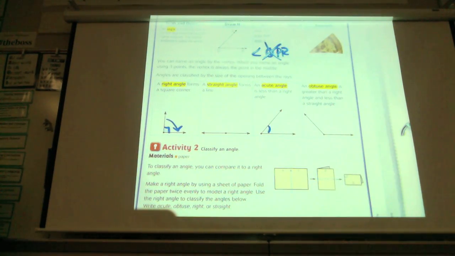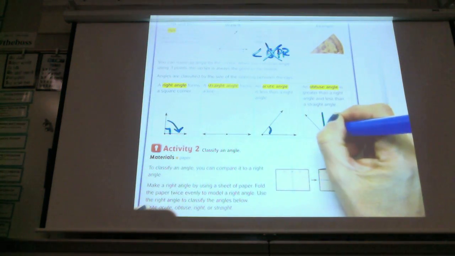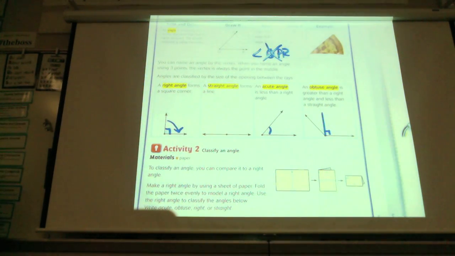An obtuse angle is greater than a right angle. So I could actually draw in my right angle. Okay, there would be my right angle. That's my corner angle. And the angle goes past that. That's what we would call an obtuse angle. So bigger than a right angle. And I know that you guys have seen this in 3rd grade, right? Okay, so this is a good review for you. So acute and obtuse and right.